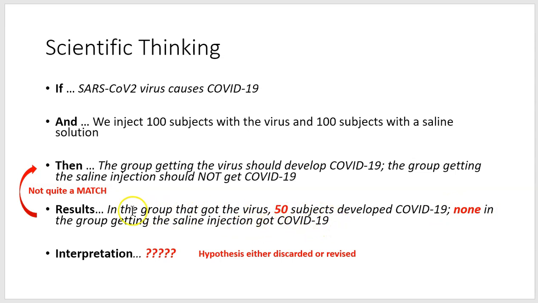So notice, this result is not quite a match for our prediction, because up here we said that everybody in the group should get COVID-19, but only half of the subjects got COVID-19. So it raises the question, what do we do now? Do we discard this hypothesis, or do we need to revise the hypothesis to help us understand why only half of those 100 subjects got COVID-19, even though they all were injected with the virus?